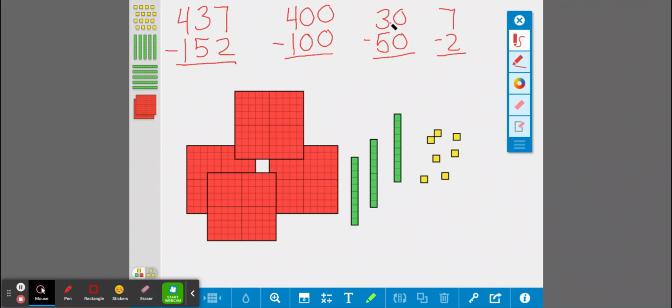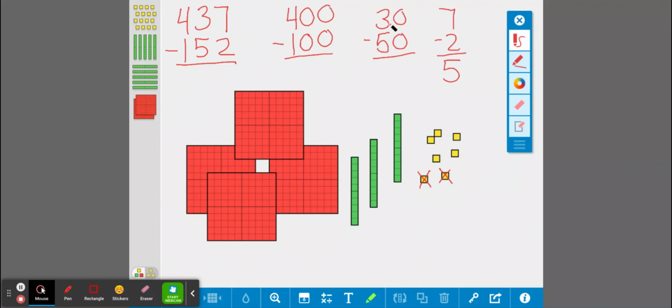So I have 437 minus 152 set up, and I'm going to start subtracting over here. So 7 take away 2 is 5, and students that are still using place value might take their marker or pen and mark off 2 of those. Okay, and then I'm going to come over here and see that we have a sticky situation, or a sticky spot as we call it.